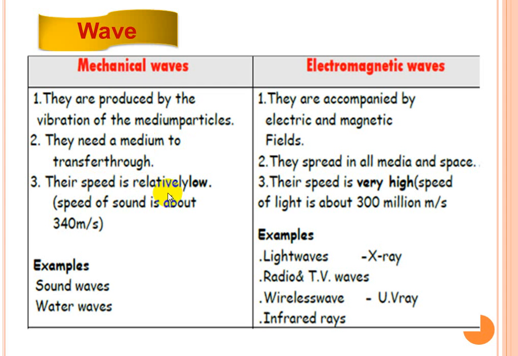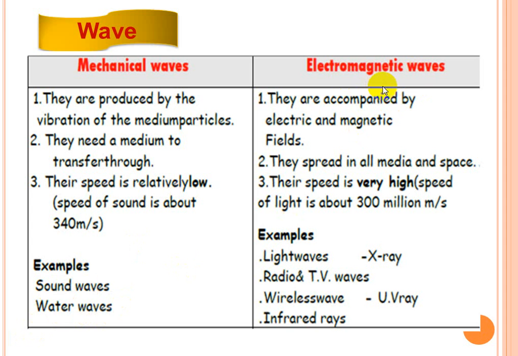The speed of mechanical waves is relatively low. Do you remember from the first term when you learned that thunder and lightning happen at the same time, but you see the lightning before you hear the thunder, because thunder has a relatively low speed while light has a great speed? So mechanical waves have a relatively low speed. Examples of mechanical waves are sound waves and water waves.